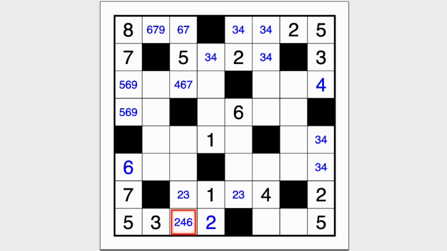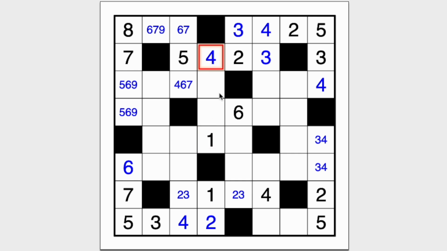And just glancing, well, first 2, 3, now we know this is a 4 because it's 2, 3, 4, 5. And symmetrically, let's look up here, and the same thing happens. 2 has to be next to a 3. So that gives us a 4 here, a 3 here, and a 4 here.